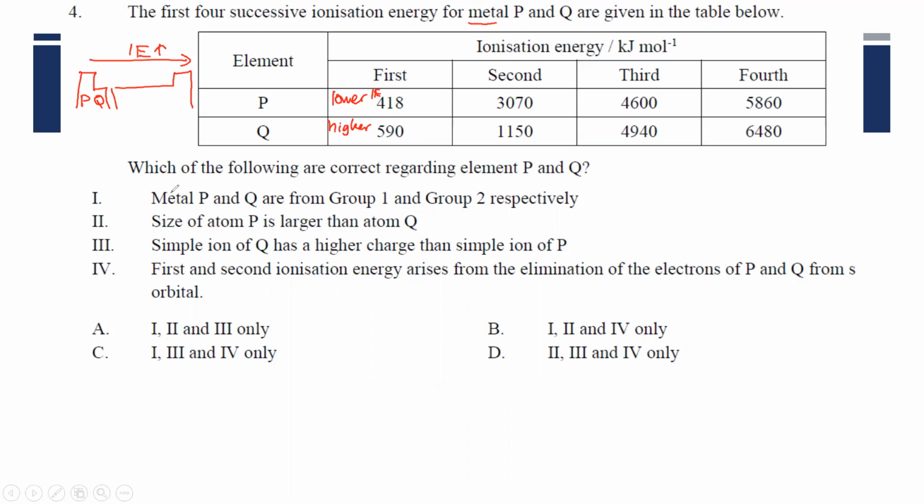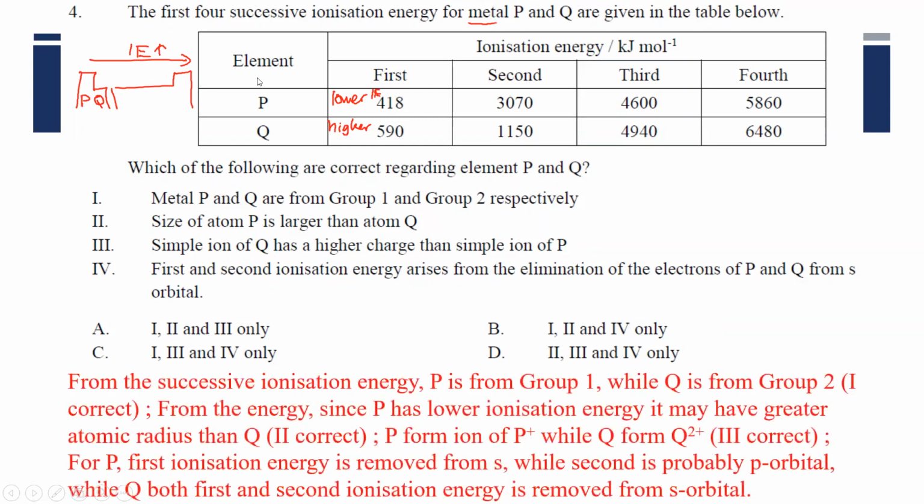So which of the following statements are correct in regard of P and Q? Number one, metals P and Q are from group 1 and group 2 respectively. This is possible because Q has a higher ionization energy than P. Number two, size of an atom P is larger than Q. When you have first group elements, they will always be greater than the second group. So number two is also correct.